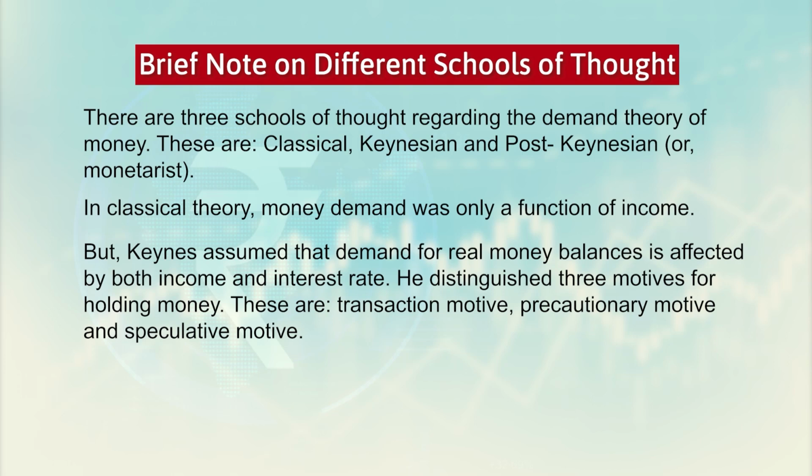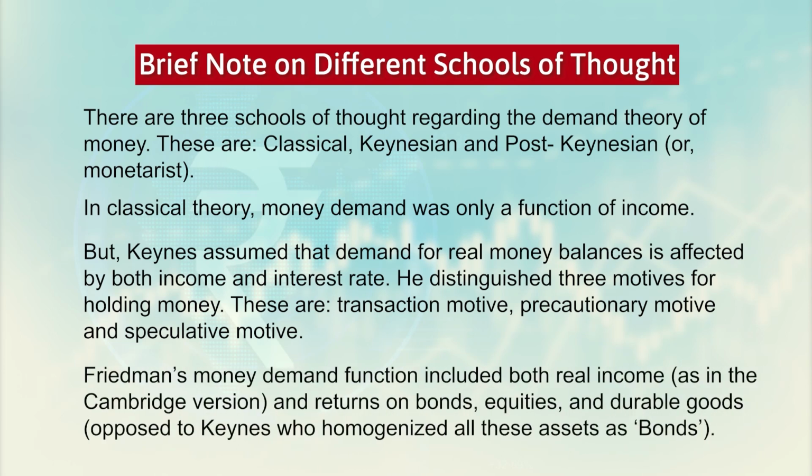One is transaction motive, precautionary motive, and speculative motive that we will discuss in the second lecture. And after that, we have Friedman's idea of money demand function. That is a modification of the classical idea of money demand function. And as you know, this classical concept will be focused on more in this lecture.